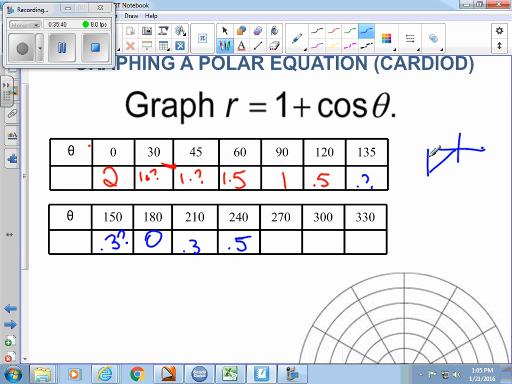240's down here. It's the 60 degree, right? Everyone agree? 1, 2, radical 3. That's negative, so negative 1/2. 1 minus a half is 0.5. Cosine of 270 is 0. Then I go backwards, I'm going to get some of the same things I got up here, aren't I? 1.5, 1.7.